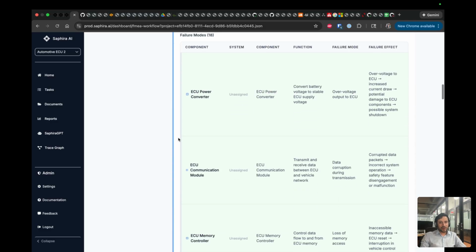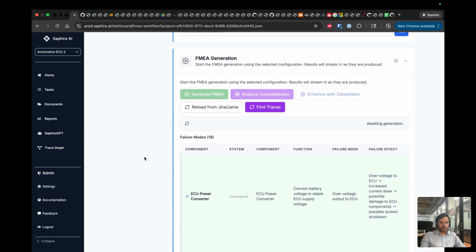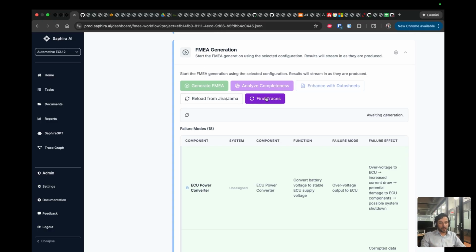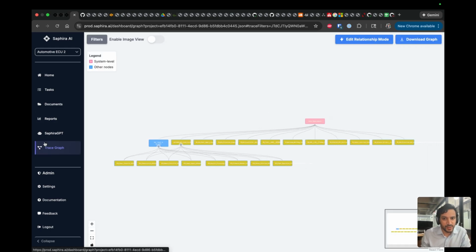But we would like to see if there are propagations from the component level failures up to those system level failures, and we'll be able to see those in a traceability view. So let's click Find Traces to find out. Okay, that just completed. So let's go over to the trace graph to see what happened.